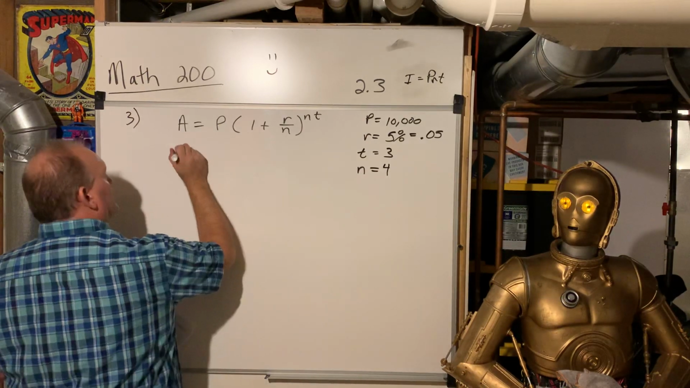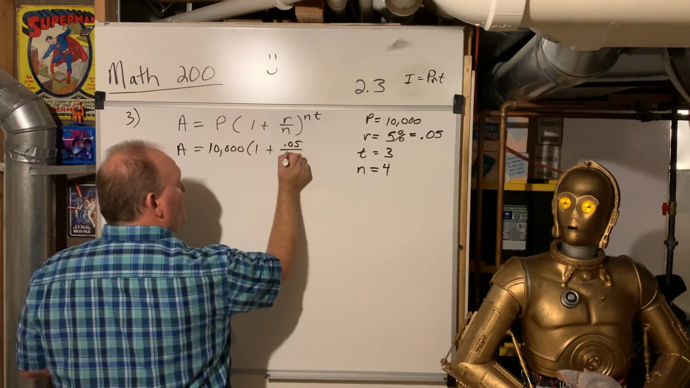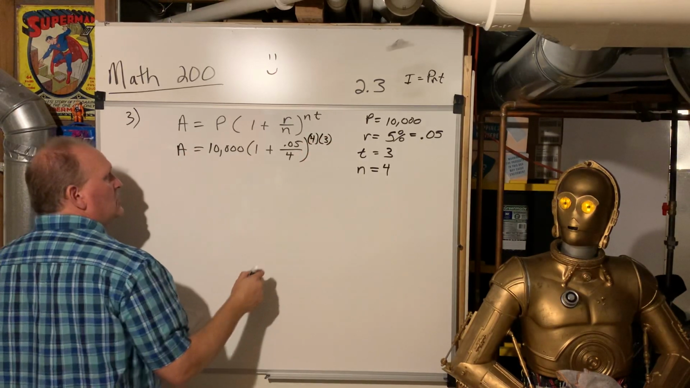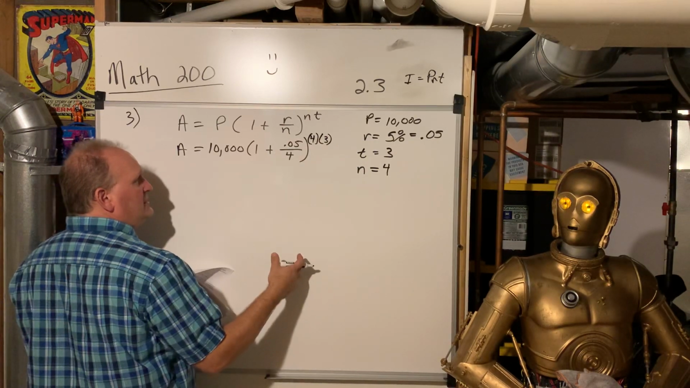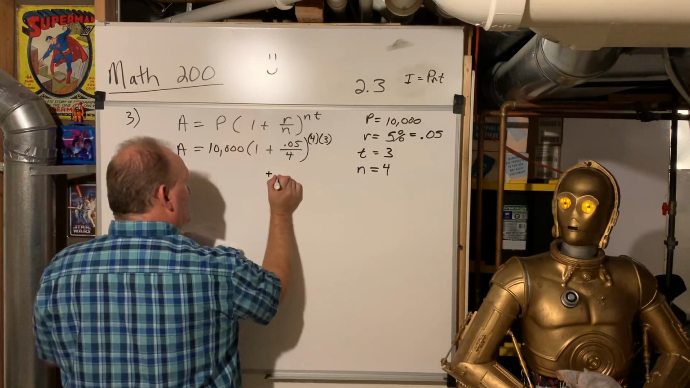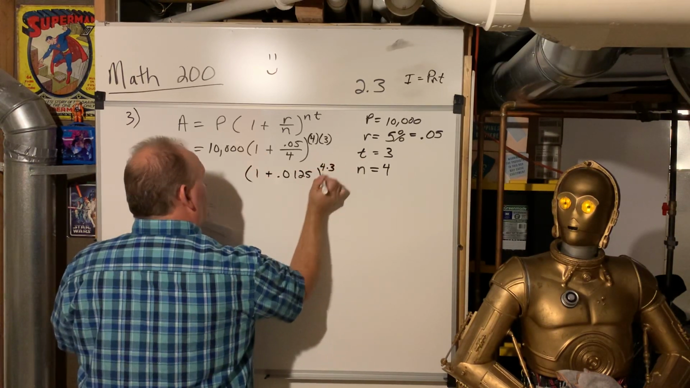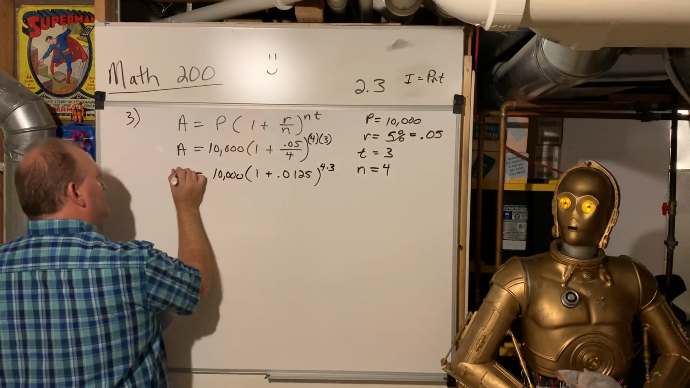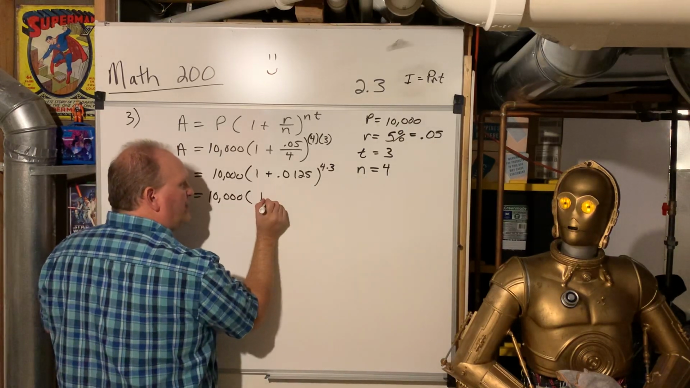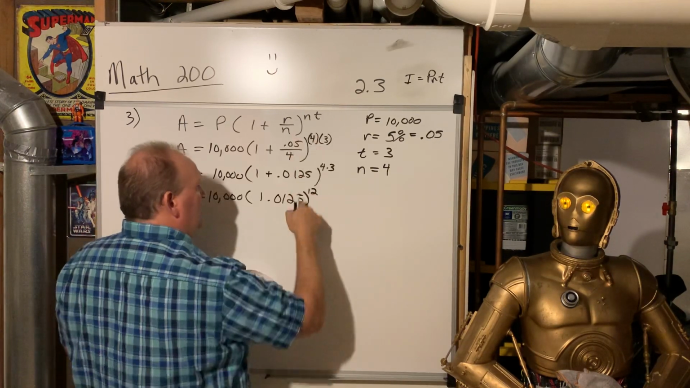So now it's just plug and chug. 10,000 times 1 plus 0.05 divided by 4, to the 4 times 3 power. Again, we're going to do order of operations, parentheses first. Within the parentheses, we're going to divide first. So when I divide that out, I get this. Still the 4 times 3 power, and still 10,000 there. That still equals A. Now we add in the parentheses, 1.0125. You can multiply the 4 times 3 and make it 12 right away if you really wanted to. You could have that 12 sitting there.